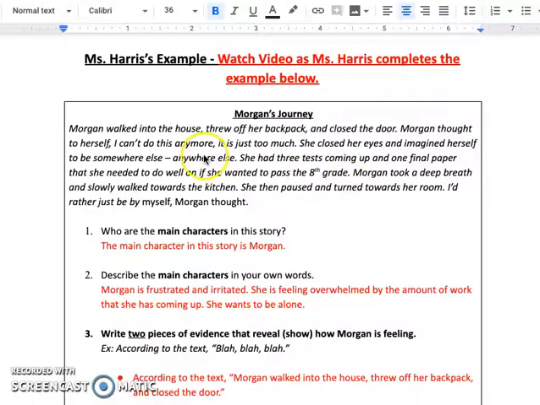Morgan's journey. Morgan walked into the house, threw off her backpack, and closed the door. Morgan thought to herself, I can't do this anymore. It is just too much. She closed her eyes and imagined herself to be somewhere else, anywhere else. She had 3 tests coming up and 1 final paper that she needed to do well on if she wanted to pass the 8th grade. Morgan took a deep breath and slowly walked towards the kitchen. She then paused and turned towards her room. I'd rather just be by myself, Morgan thought.